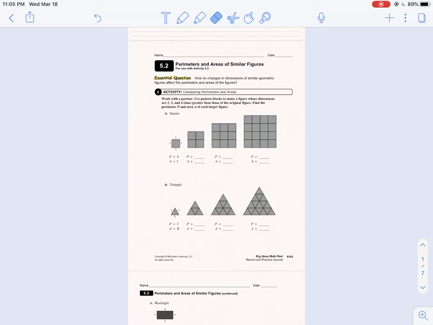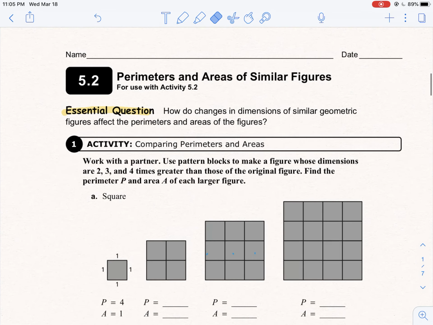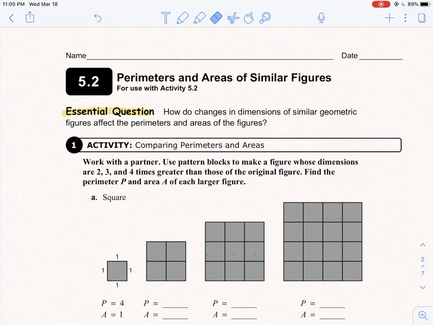Hello, today's lesson is 5.2 Perimeters and Areas of Similar Figures. Your essential question is actually right here, and you can write this in your notebook. You can pause the video whenever you need to because that's really the perk of having an online lesson. So go ahead and do that.